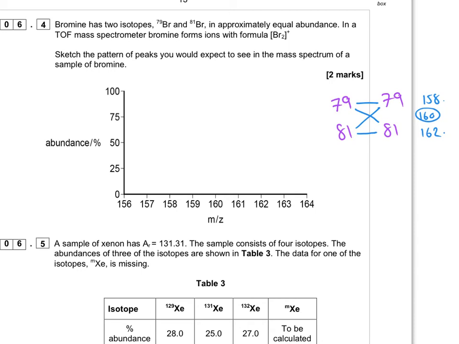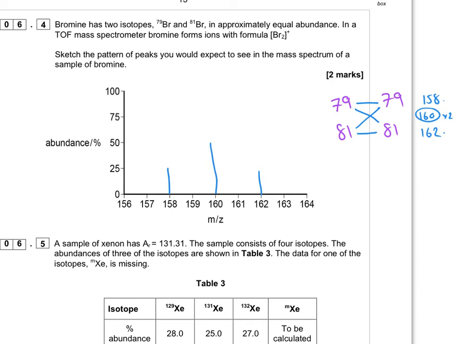Now my total abundance can only be 100. This one's going to appear half of the time. So that means my peak at 158 should be 25 of it. My peak at 160 is 50. And my peak at 162 is going to be 25. Because 25 plus 25 plus 50 make 100%. I know this middle peak is going to occur 2 ways, so it's going to be twice as common as the other 2.